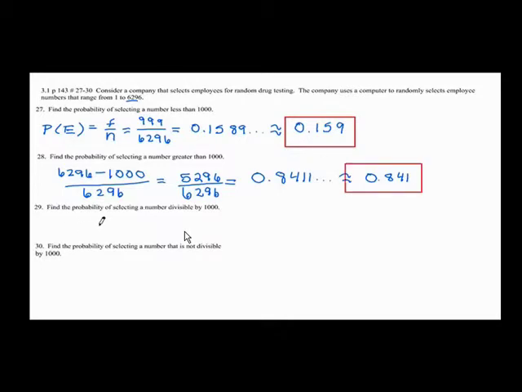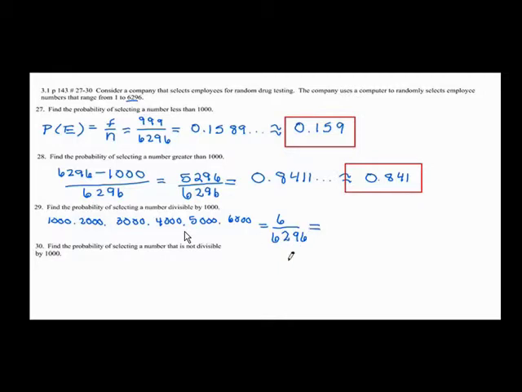We are asked to find the probability of selecting a number divisible by 1,000. So what numbers are divisible by 1,000? Well, 1,000 is divisible by 1,000, 2,000, 3,000, 4,000, 5,000, and 6,000. So how many numbers is that? 7,000 is not in there. So that's 1, 2, 3, 4, 5, 6. So there's only 6 out of that 6,296 which are divisible by 1,000.